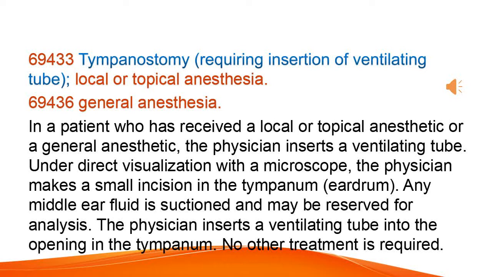Tympanostomy, requiring insertion of ventilating tube, local or topical anesthesia. General anesthesia. In a patient who has received a local or topical anesthetic or a general anesthetic, the physician inserts a ventilating tube. Under direct visualization with a microscope, the physician makes a small incision in the tympanum, eardrum. Any middle ear fluid is suctioned and may be reserved for analysis. The physician inserts a ventilating tube into the opening in the tympanum. No other treatment is required.